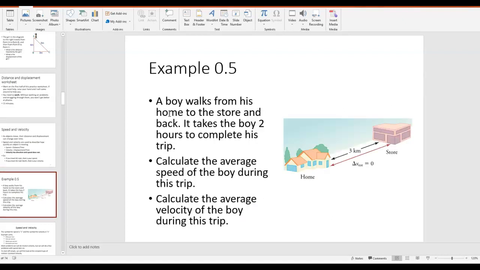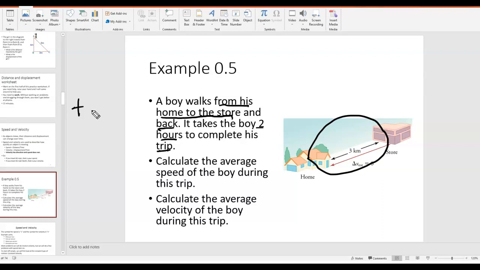example 0.5. Example 0.5 says a boy walks from his home, so he starts at home, to the store, and then back. So he starts off here, he goes to the store, and then he goes back. It takes the boy 2 hours to complete his trip. Now, we're going to see this later on in this video, but I have just found a given piece of information. And so I'm going to underline that, 2 hours, and I'm going to label that.